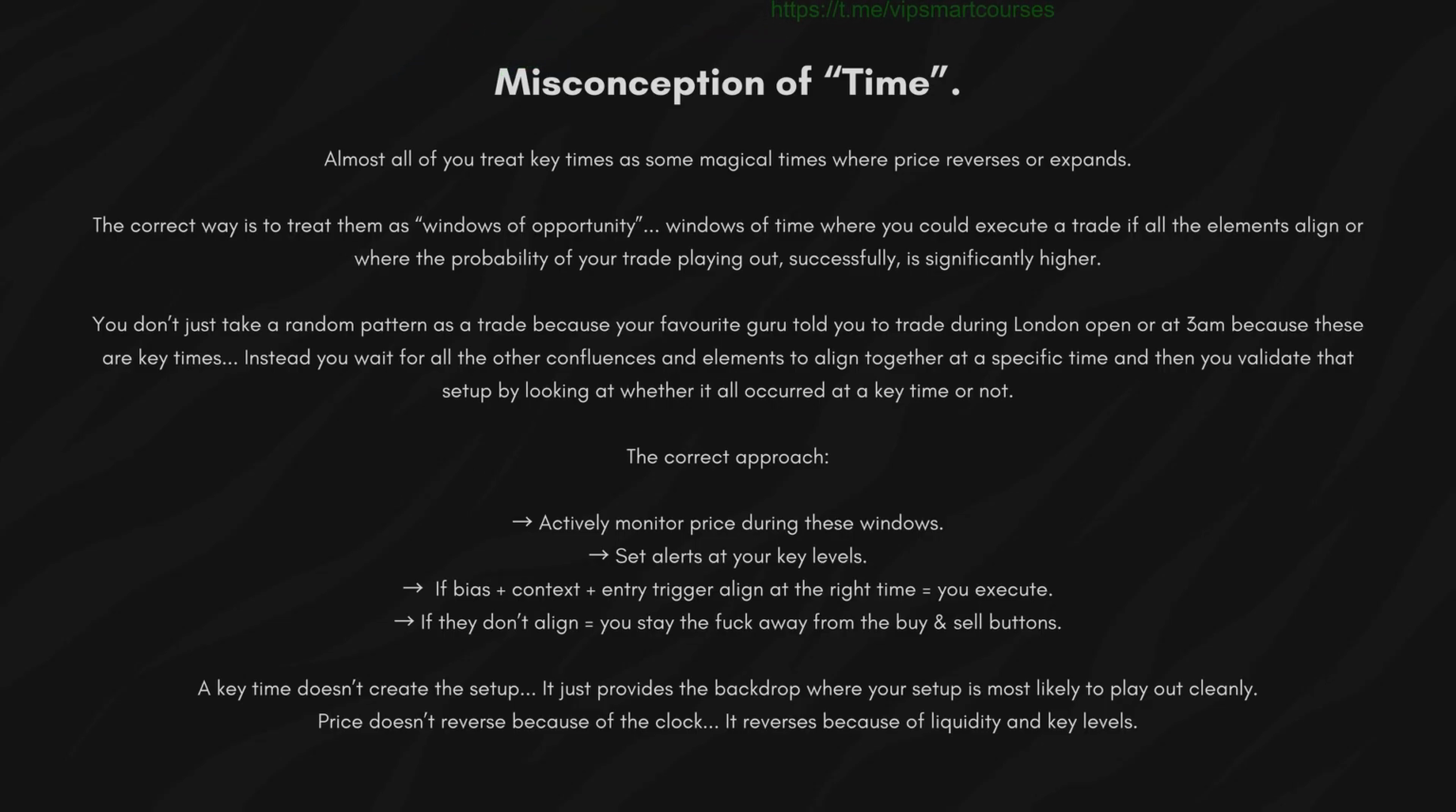What I'm essentially trying to say here is that when a setup plays out, it's not because it formed at a key time. That setup played out and was a high probability setup because of the other factors: because it was aligned with the higher time frame directional bias, because it had a proper market context on the intermediate time frame, and because we had a mechanical entry model on the lower time frame. Time was only a validating factor there, and it validated the setup because it formed at the right time. Time wasn't the only reason that trade played out.